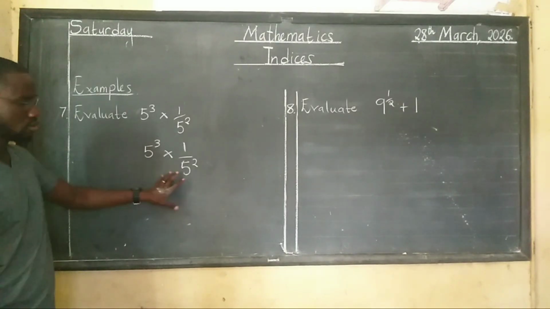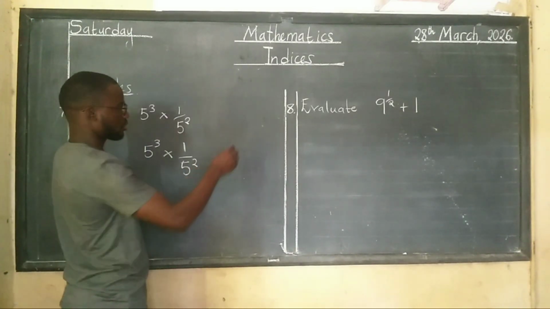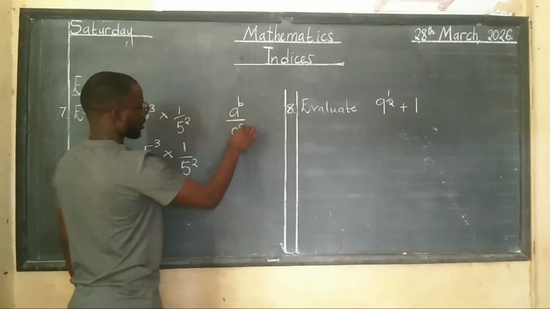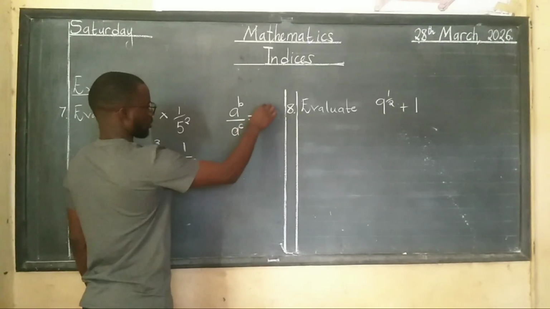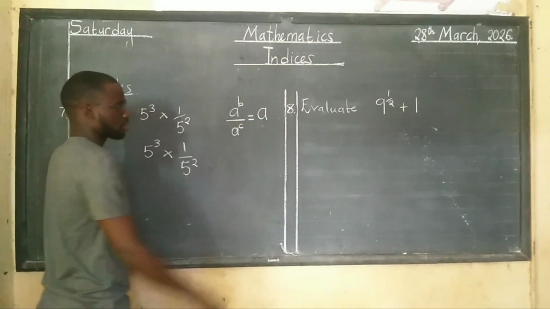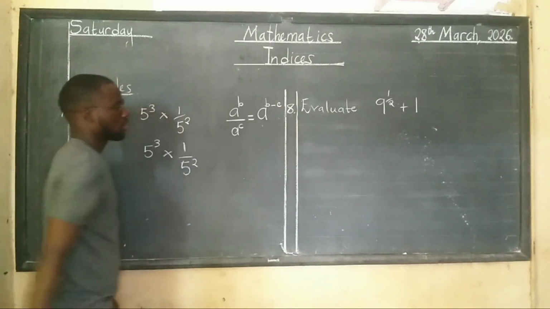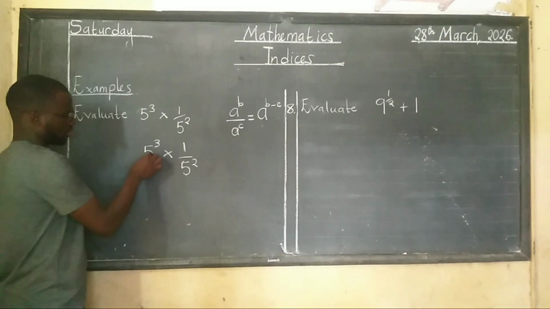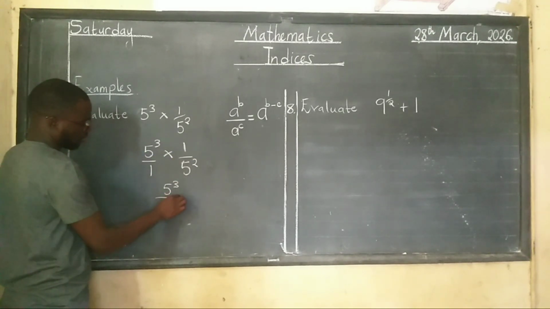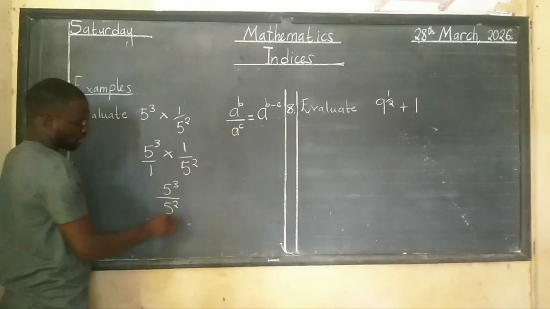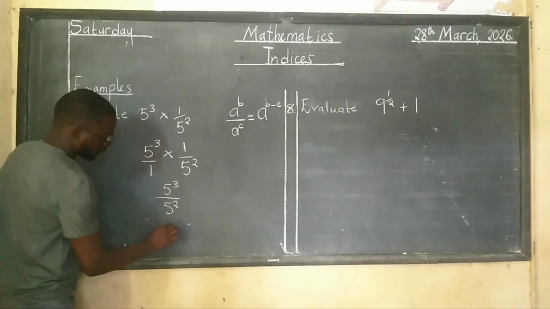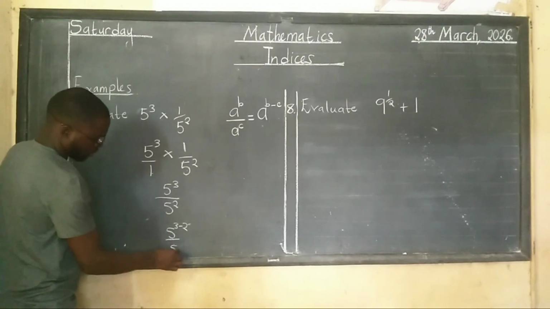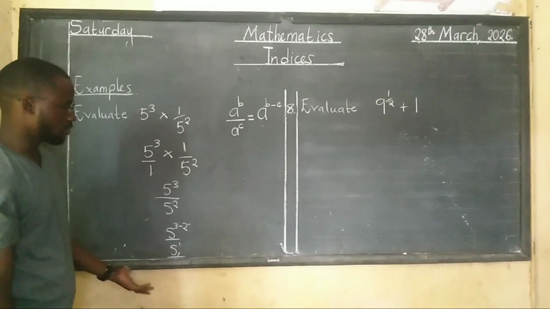Question 7. So this is 5 to the power 3 times 1 over 5 squared. So we can do this 2 ways. One way, a way I didn't show you: if you have a to the power b over a to the power c, this can be a, then you just subtract the powers, b minus c. If you are multiplying, just add the powers. So here, over 1, this times this is 5 to the power 3, over this times this is 5 to the power 2. Then here, you can just get the base, which is 5, and then the powers 3 minus 2, which is 5 to the power 1, which is just 5.